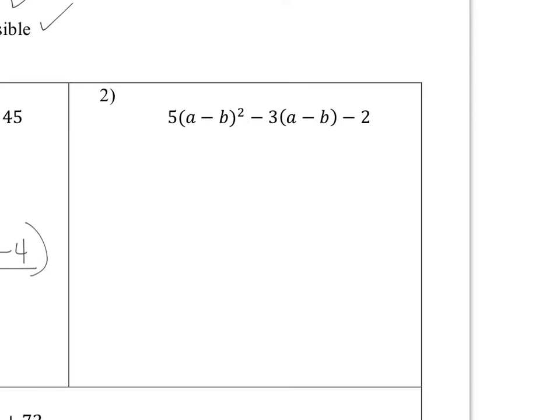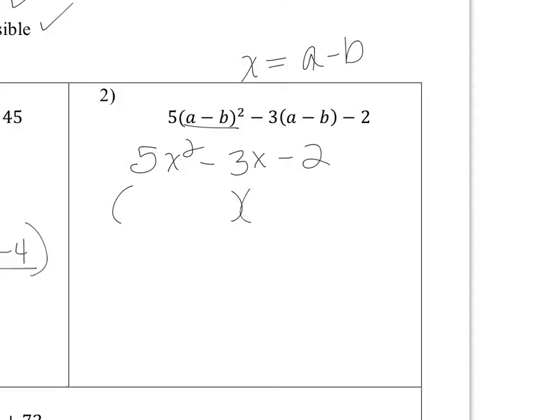Okay. So another example, A minus B looks bad, so I'm going to replace A minus B with x, because I really like x's. So this is 5x squared minus 3x minus 2. And now I'm going to factor. Use my guess and check method. We've done this enough. Hopefully you've gotten the hang of it a little bit. I'm going to try a 2 here and a 1 there. And then doing the guess. This should be minus, and this should be plus.